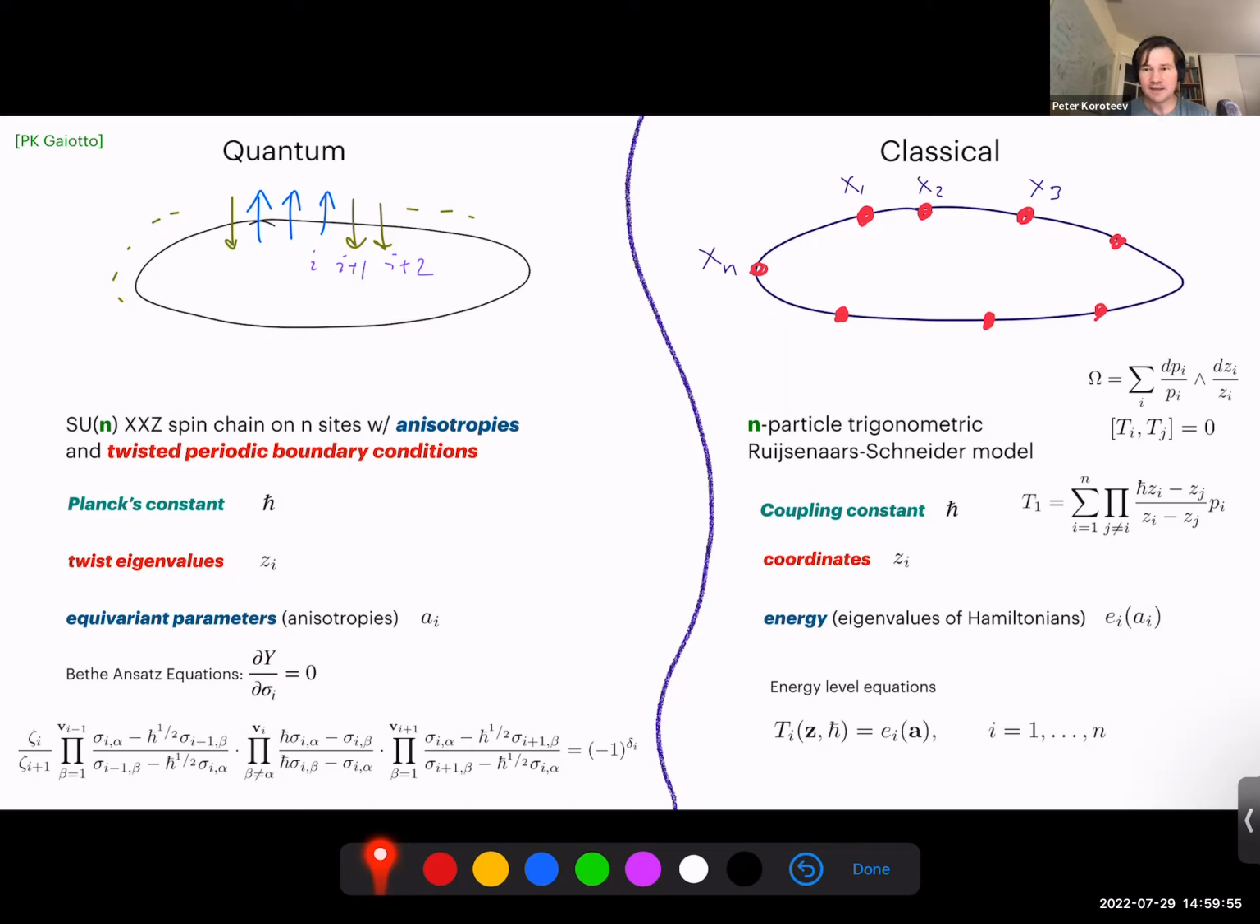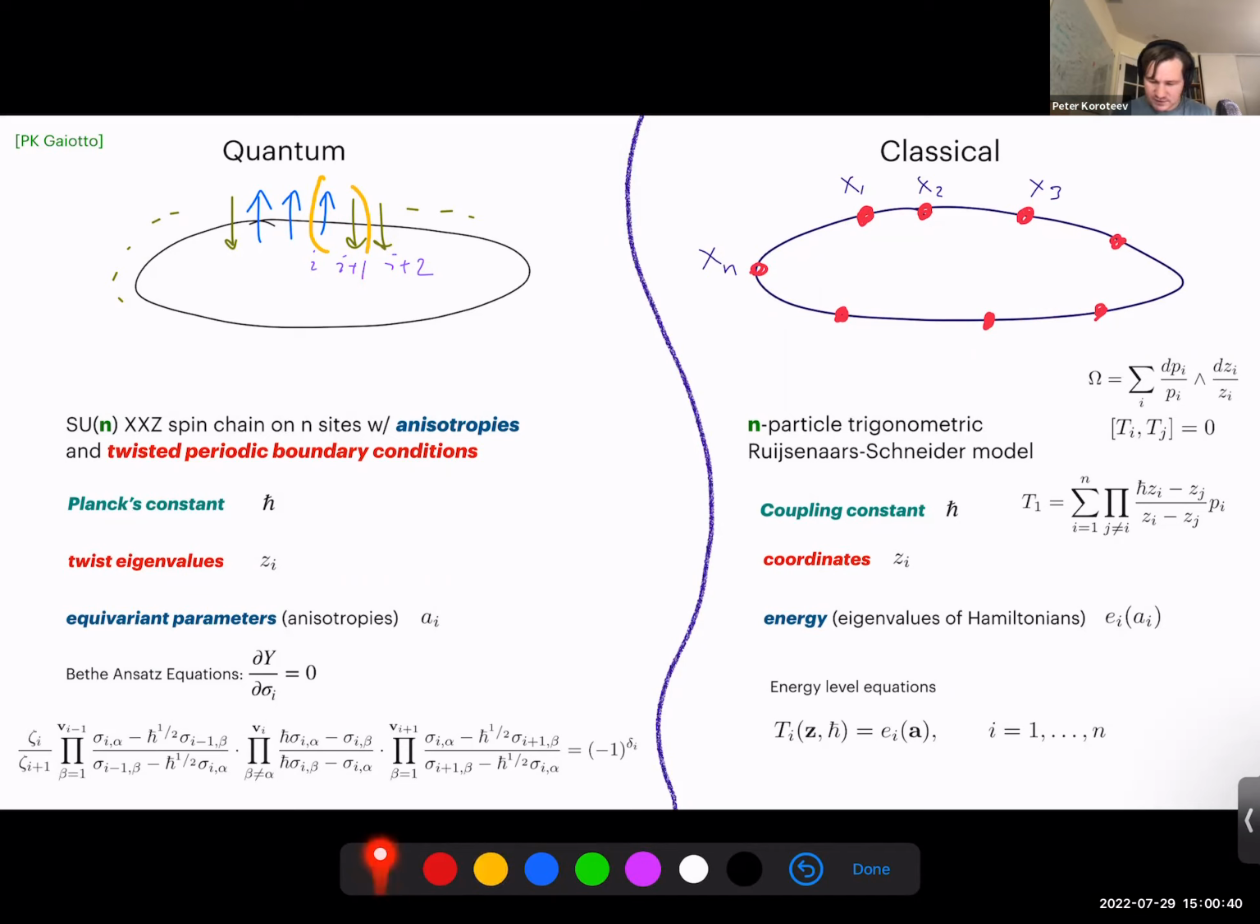So that's the quantum side. And the classical side is a system that could be periodic or non-periodic, with particles that are not staggered or fixed at points. Rather, they can move around. It's a dynamical system. All those particles interact with each other, not only nearest neighbors, but every particle interacts with every other particle, as opposed to the spin chain, where in this particular example we only consider the interaction between adjacent sites.